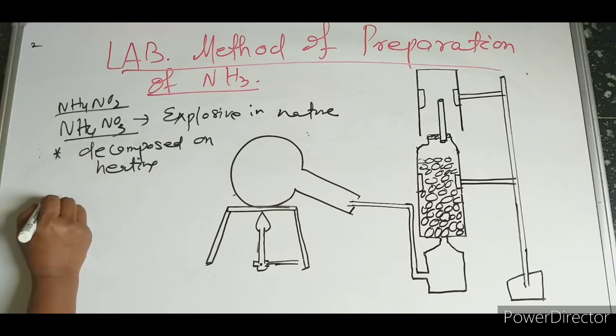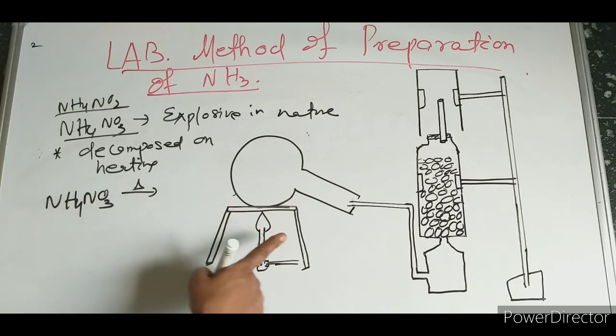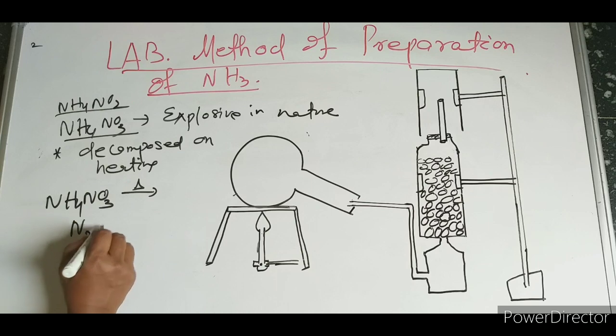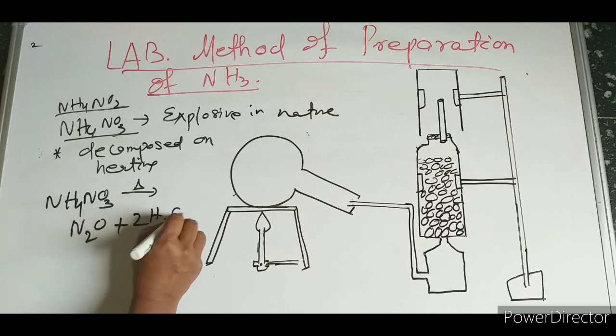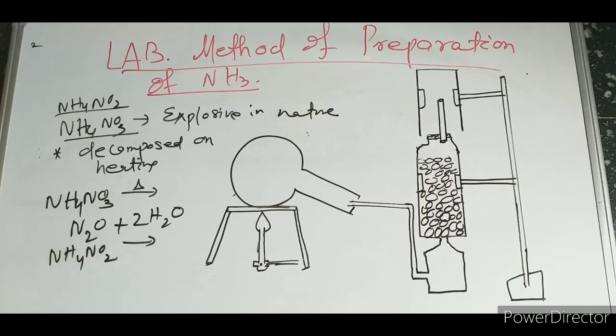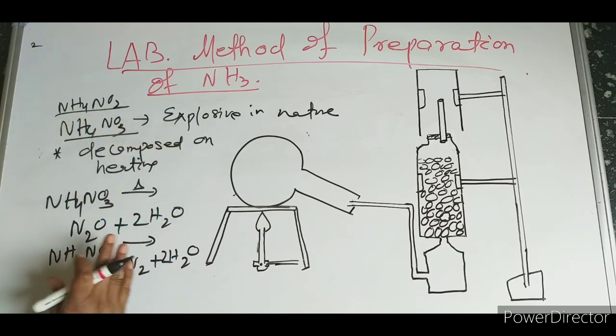Now let us see what happens when they are heated. Ammonium nitrate, when heated, because we have to heat it here, gives N2O along with water. But ammonium nitrite gives nitrogen along with water, so it will be 2. Hope you understand this. That is why ammonium nitrate and nitrite cannot be used.